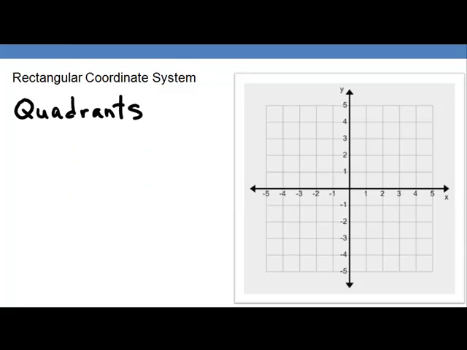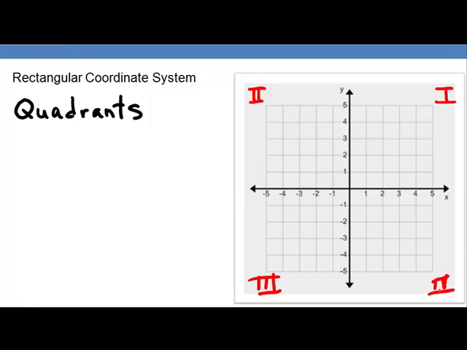The rectangular coordinate system has 4 separate sections. These are called quadrants. They are numbered counterclockwise, often with Roman numerals. So this is quadrant 1, 2, 3, and 4.